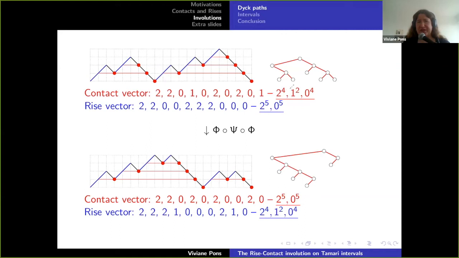You can check here that in my original contact vector, I had four 2s, two 1s, and four 0s. And now in my rise vector, I have four 2s, two 1s, and four 0s. And same here, I had five 2s and five 0s, and now I have five 2s and five 0s in my contact vector. So this is a classical involution, and this is what we're going to generalize to intervals.